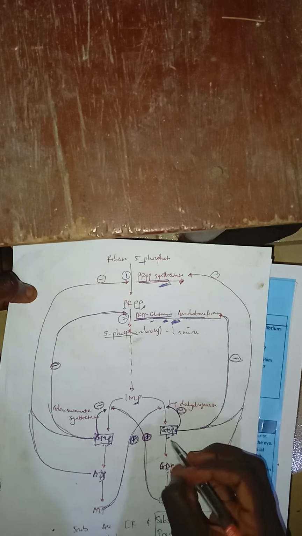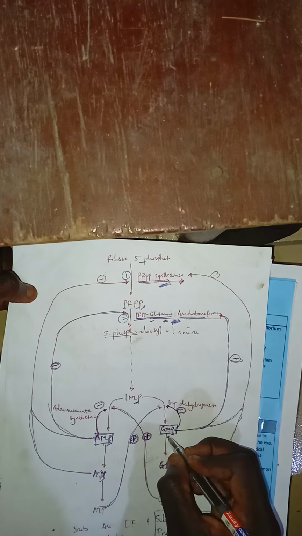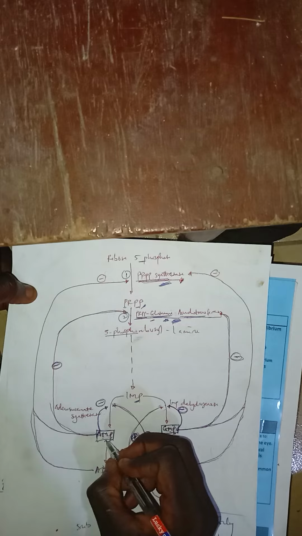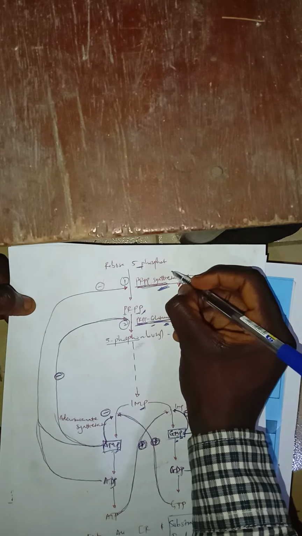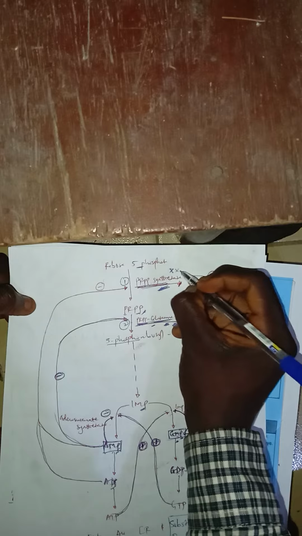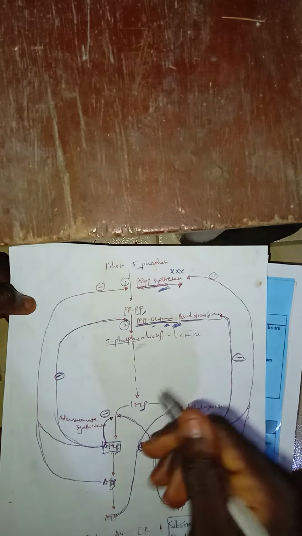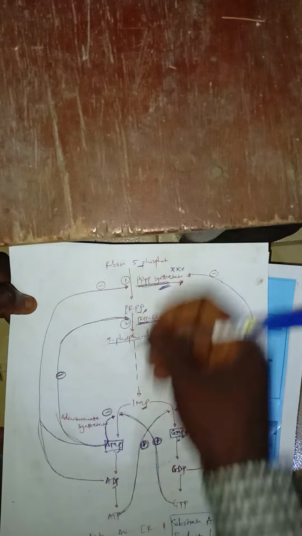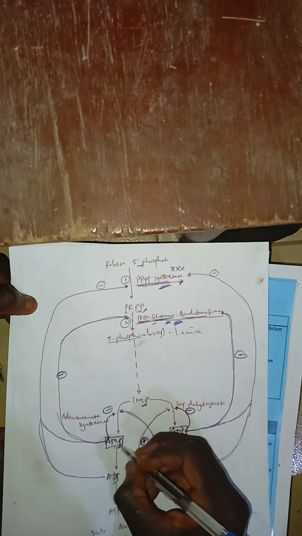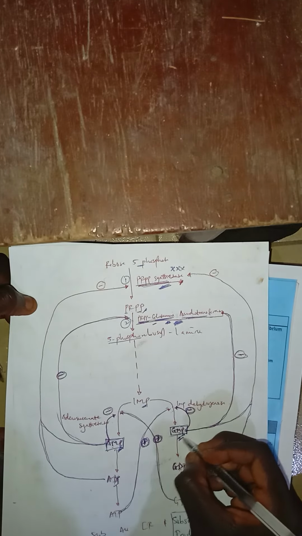On a normal day, when we have high levels of GMP and high levels of AMP, they have the ability to inhibit these enzymes. But in a case where these enzymes are dysfunctional, they are not working well, they're not responsive to inhibition, they will keep on synthesizing. So you are going to have high levels of AMP, high levels of GMP.